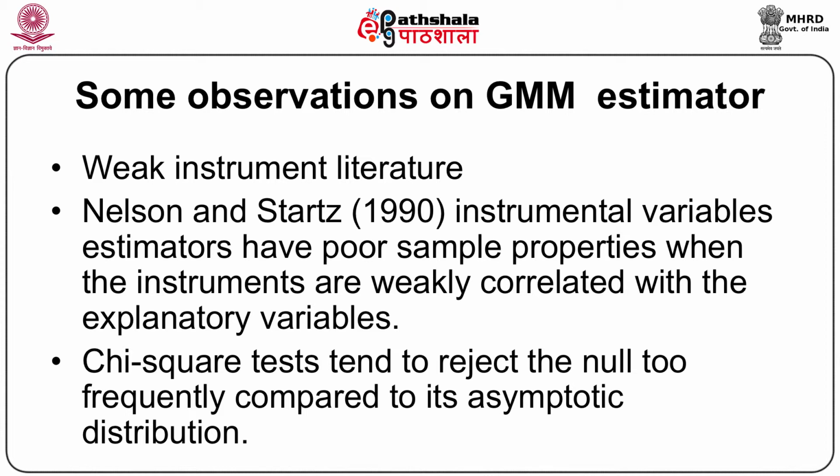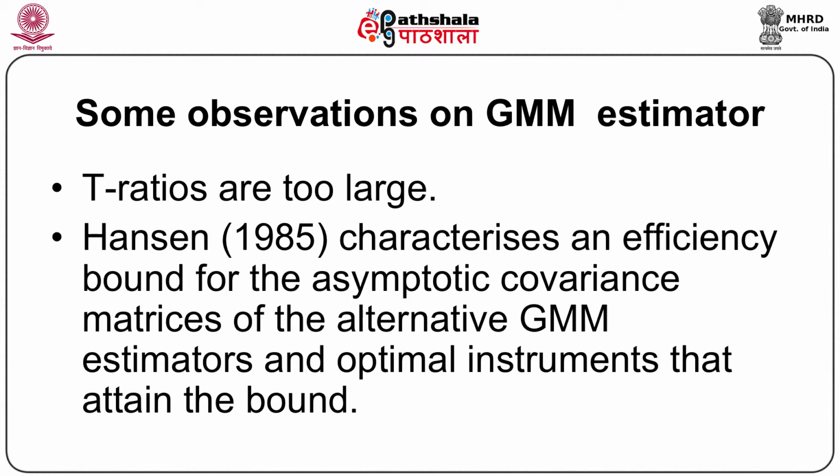And secondly, the chi-square test tends to reject the null hypothesis too frequently compared to its asymptotic distribution. And t-ratios are also too large.